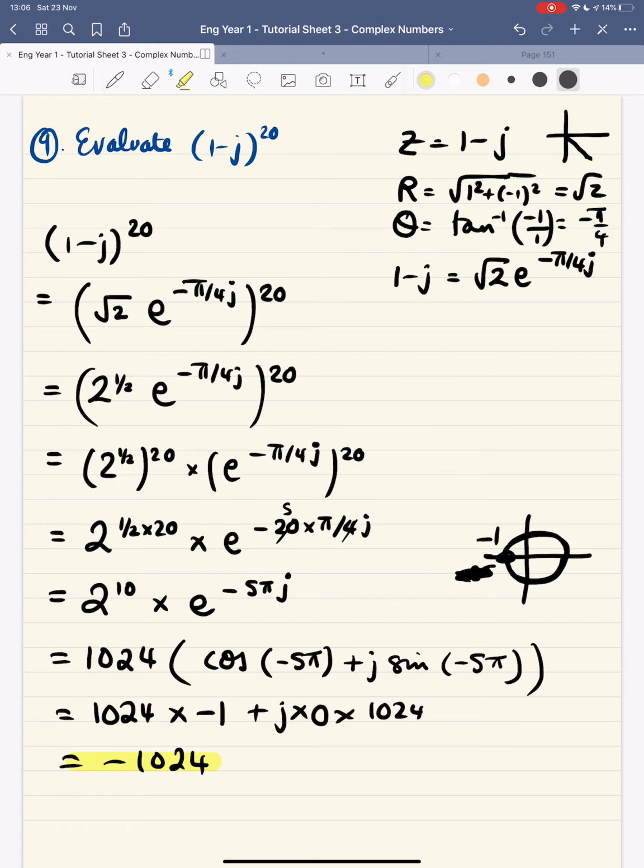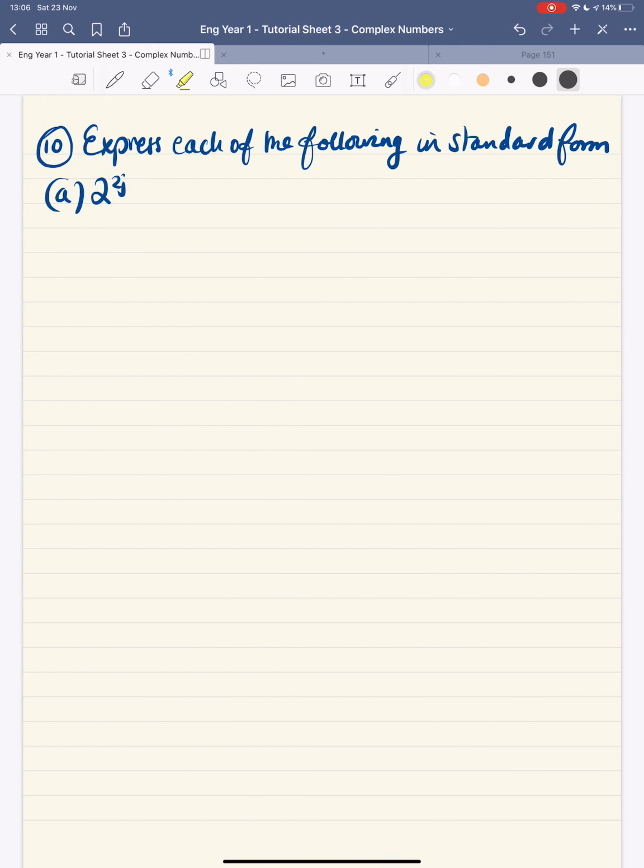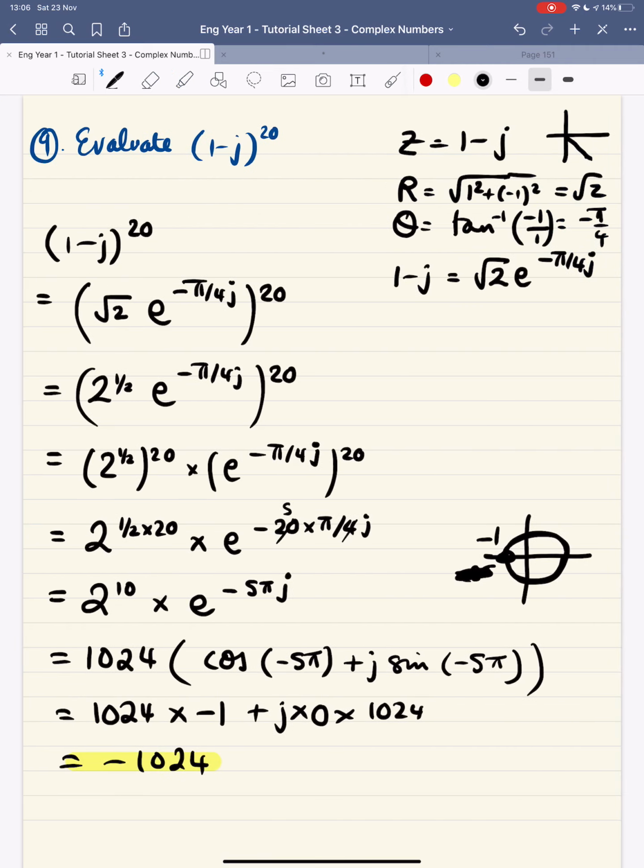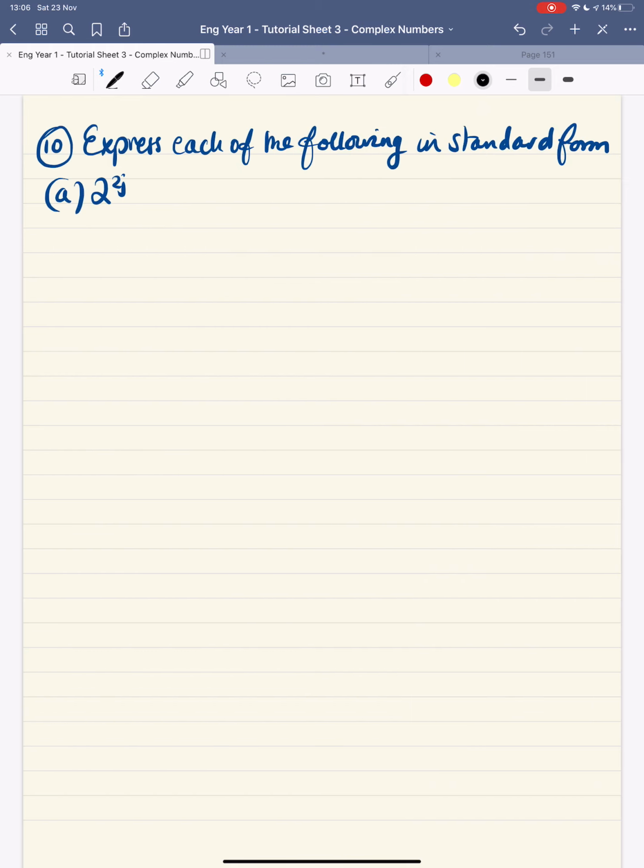Tip of the tongue. Number 10. Express each of the following in standard form. Sorry, that wasn't the tip of the tongue, I was just surprised. That was a sign, because you start with 1 minus j to the power 20, and end with minus 1024. Yes, anyway.